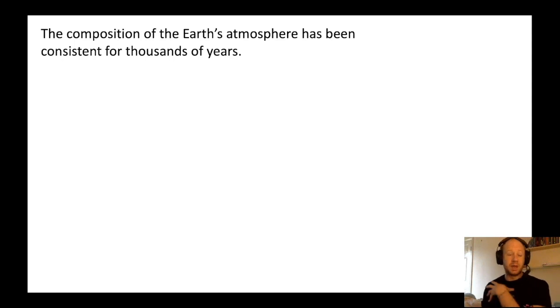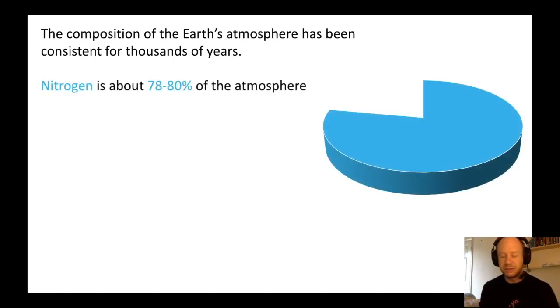Basically, the composition of the Earth's atmosphere has been very, very similar for thousands of years now. Ever since animals evolved to be able to live on land, the amount of gases in the atmosphere has stayed pretty much exactly the same. A lot of people are surprised when I give what the actual values are. I think a lot of people think that the gas that is the most in the atmosphere is oxygen or carbon dioxide. But actually, the most abundant gas in the atmosphere is one that doesn't really do anything at all. It's nitrogen. Nitrogen, which has the symbol N2, is about 78 to 80% of the atmosphere. So this is vastly the majority of the atmosphere.